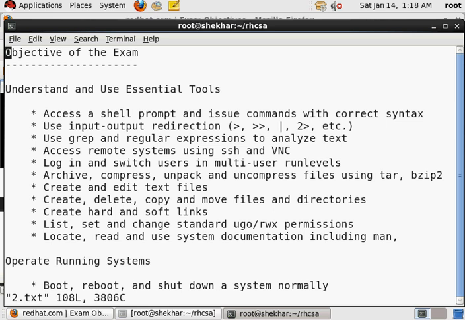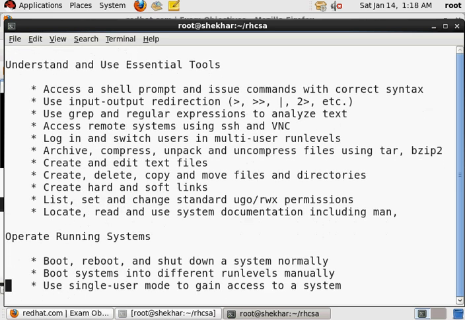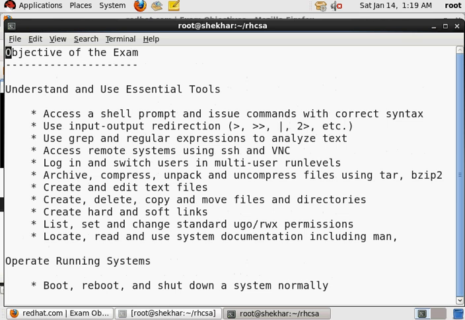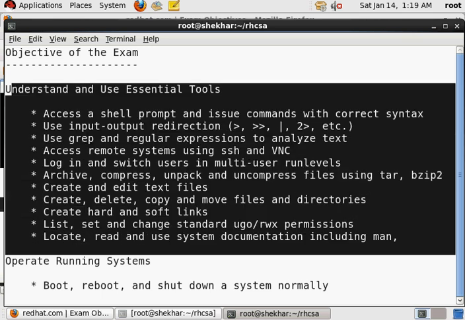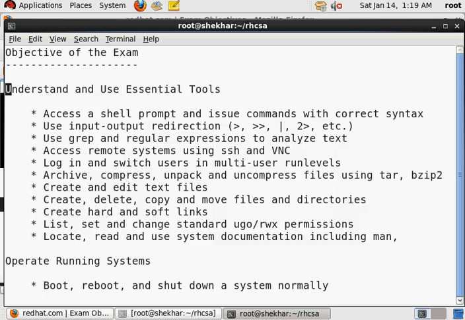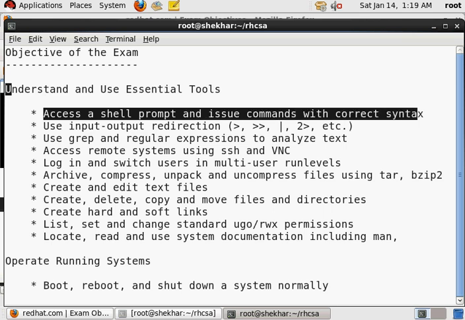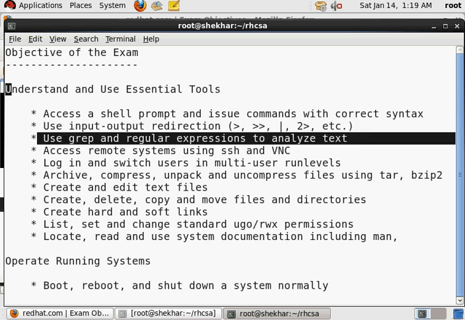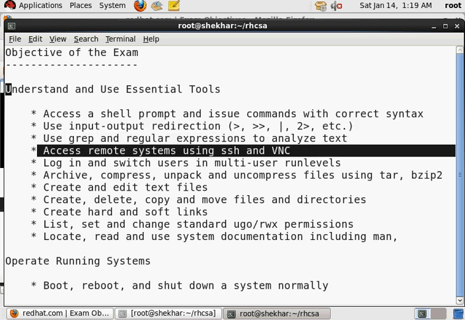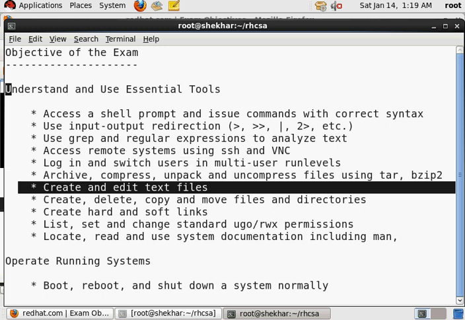Now, these are the topics that I have listed directly from the Red Hat website. I showed you some topics earlier. Those were around 22 topics, and these are the topics in much more detail from the Red Hat website. As you can see here, understanding and use of the essential tools, like how to access the shell prompt, then how to use the IO redirection, the grep command, the regular expressions. So they have given very similar things in much more detail.